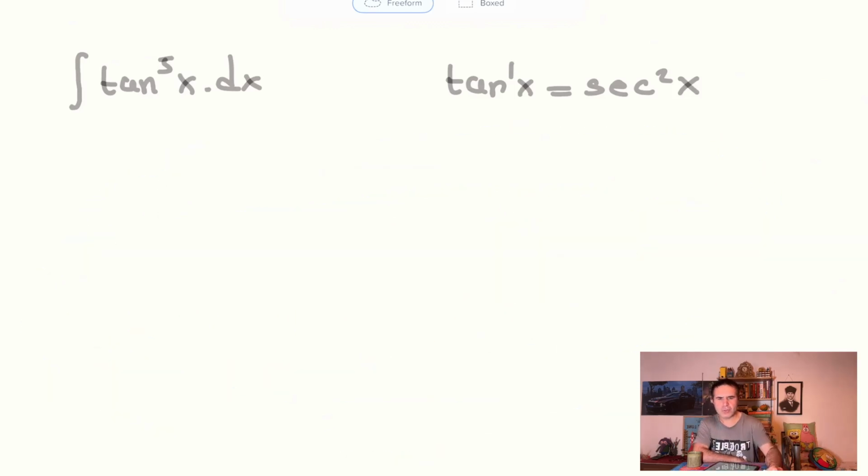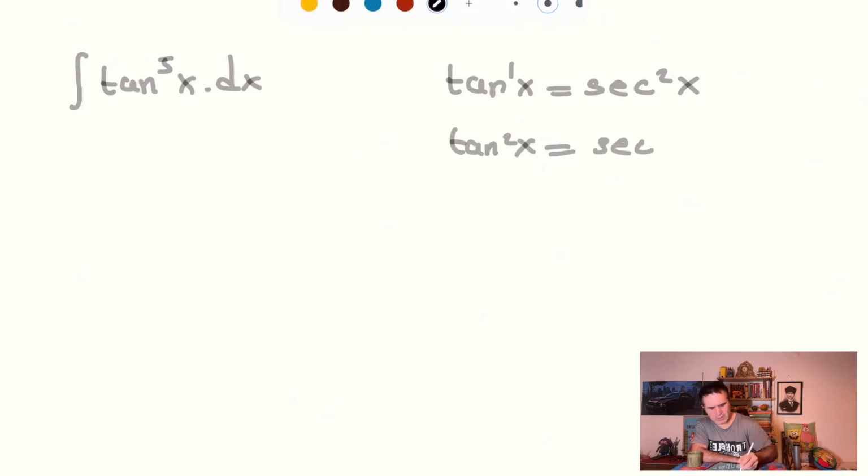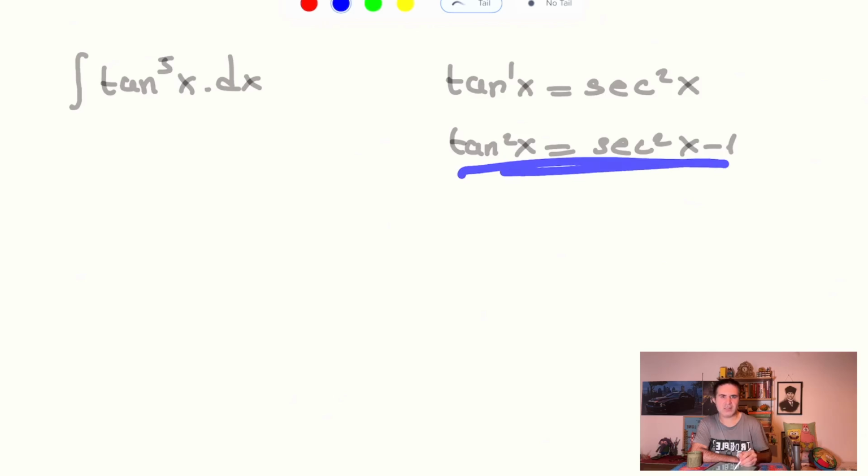Okay, and secondly, you should also know that tangent square of x equals secant square of x minus 1. This identity is also very important because in integrals involving tangent x, we often use this identity to make a reduction. In other words, to lower the power of tangent x and simplify the integral.